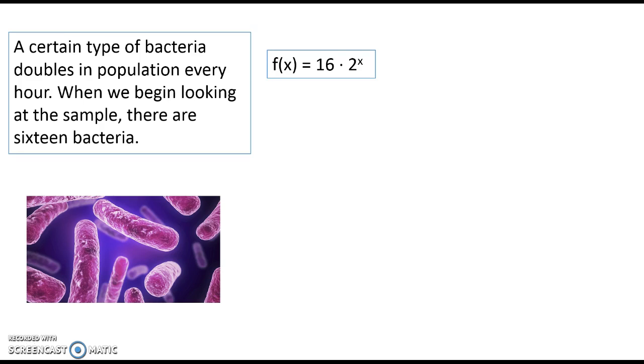F of x equals 16 times 2 to the x, 16 being that starting amount, and the doubling being represented by 2, and the x is in the exponent because it's every hour. So we're doing repeated multiplication, which means we're using exponents. Now let's look at the table of values generated by this function.